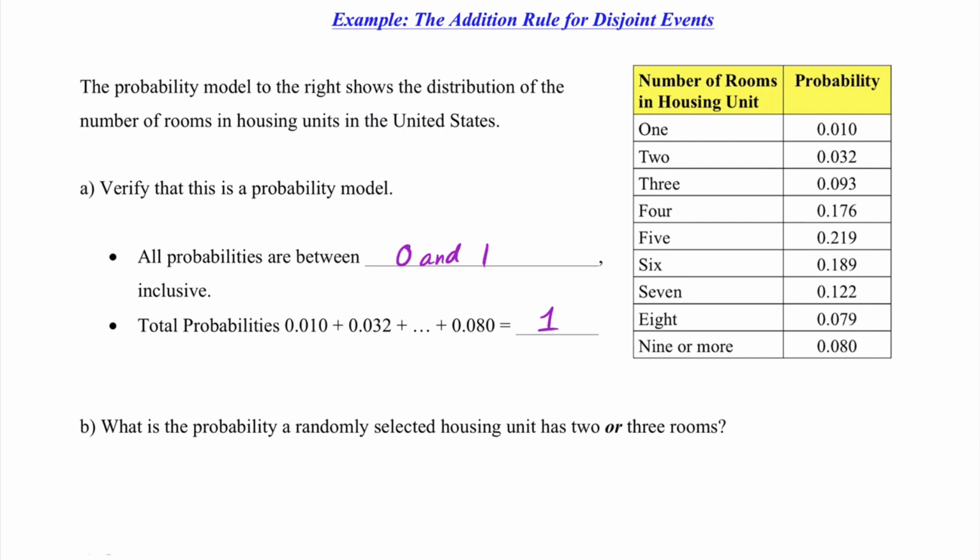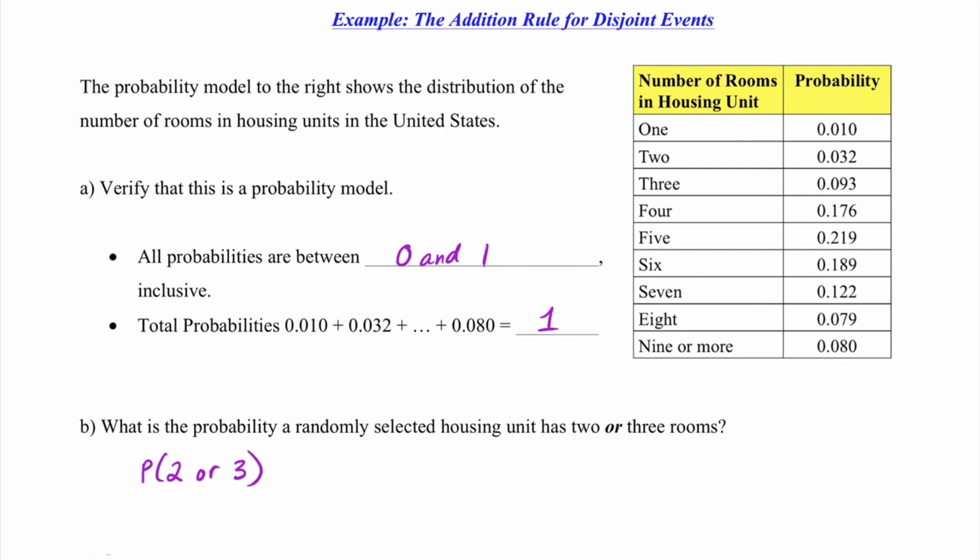For part B, they ask, what is the probability that a randomly selected housing unit has 2 or 3 rooms? So I'm going to write this as we're looking for the probability that we end up with 2 or 3 rooms going on here. Now before we get into how to find the probability, we have to recognize that these are disjoint events. So what makes it a disjoint event? Again, all based on the definition. The definition of disjoint event is that 2 events have no outcomes in common.